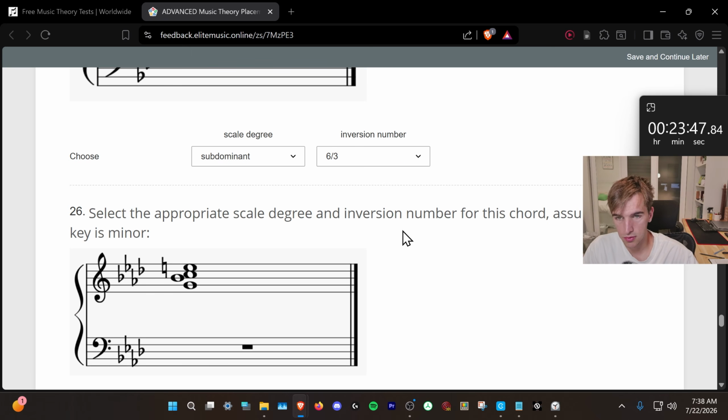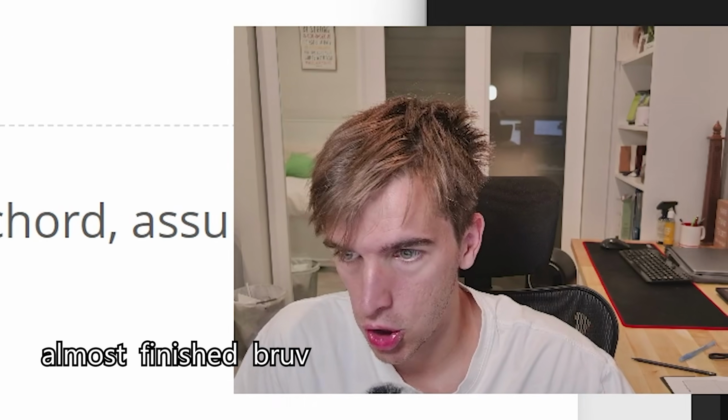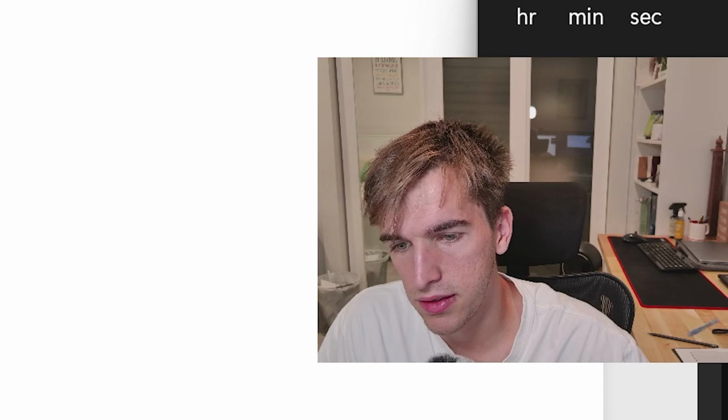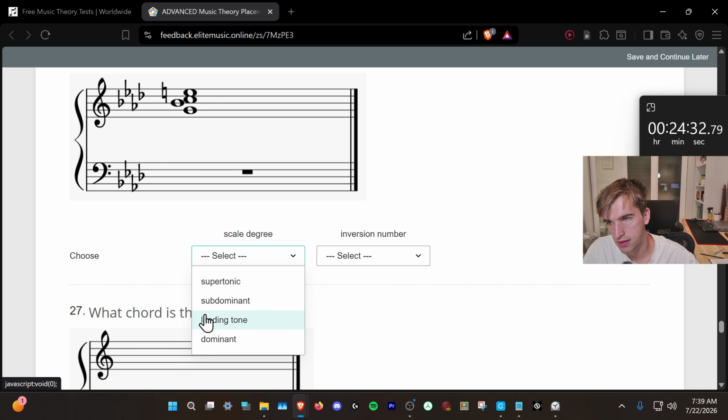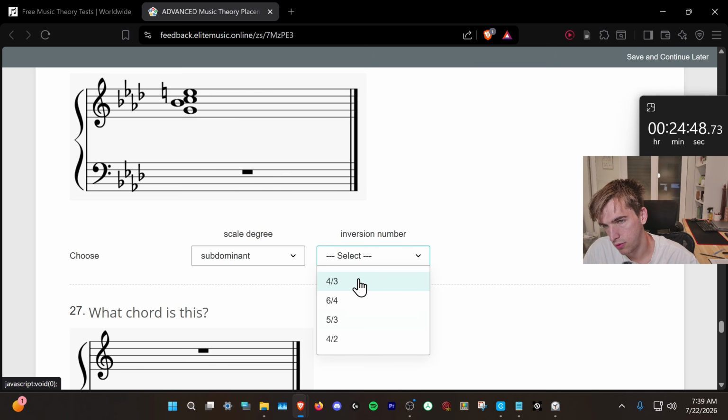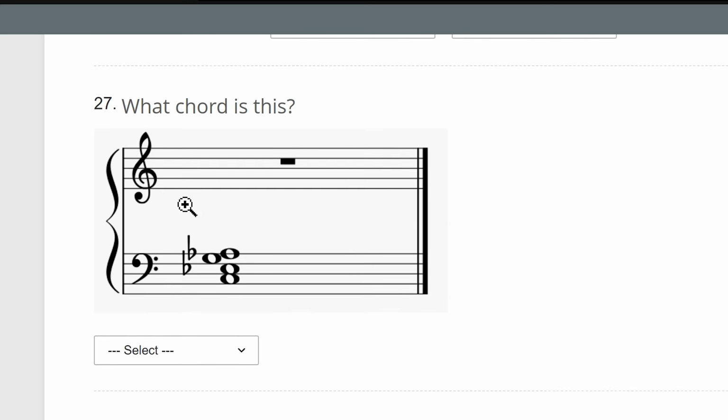Select the appropriate scale degree and inversion number for this chord, assuming the key is minor. Once again, I have no clue. Even if I get one of these right, I have no idea. I'm just gonna guess. I'm just gonna put subdominant again. And it doesn't look like the last one. 4-3, whatever.